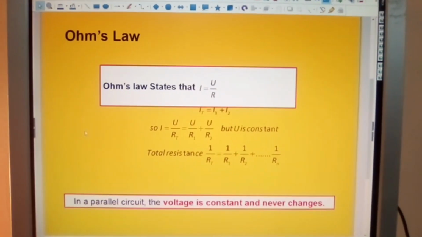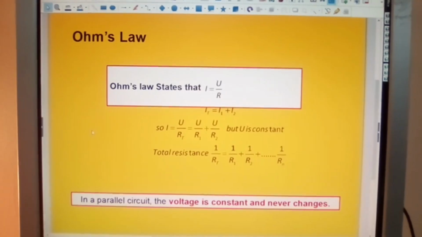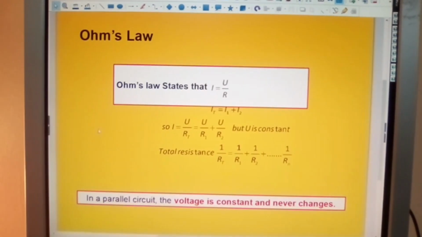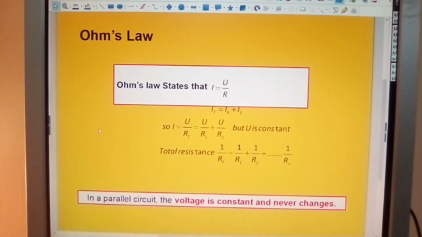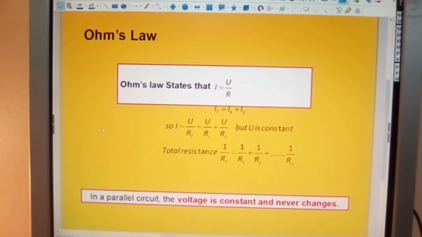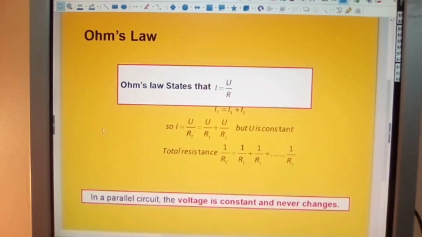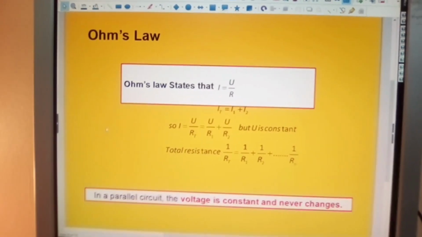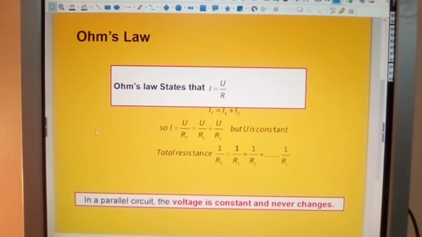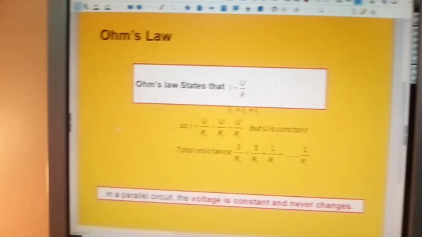I don't think we can ever do enough on Ohm's law, and it is important to keep that in mind. I equals V over R, or I equals U over R. V for me is old fashioned, but U is for you because you're now young and up to date.